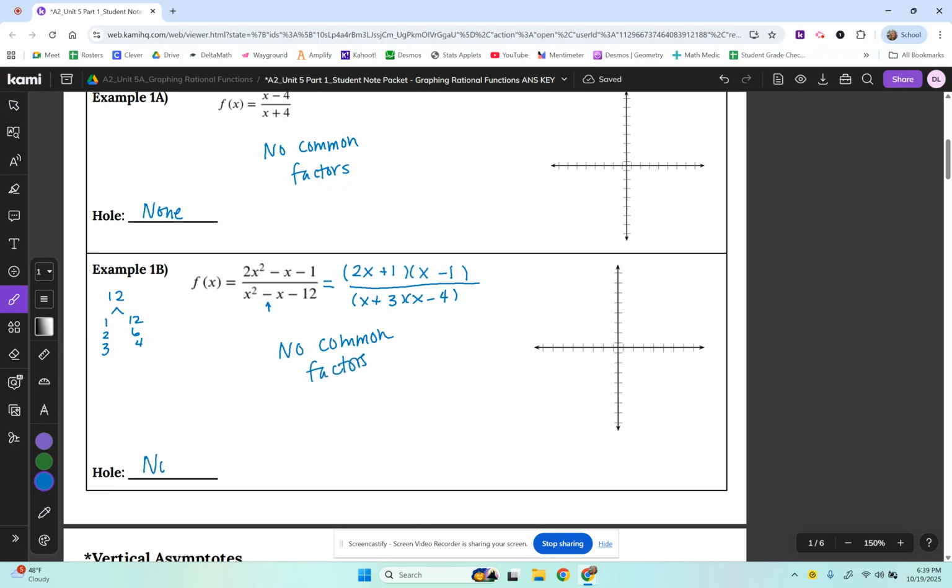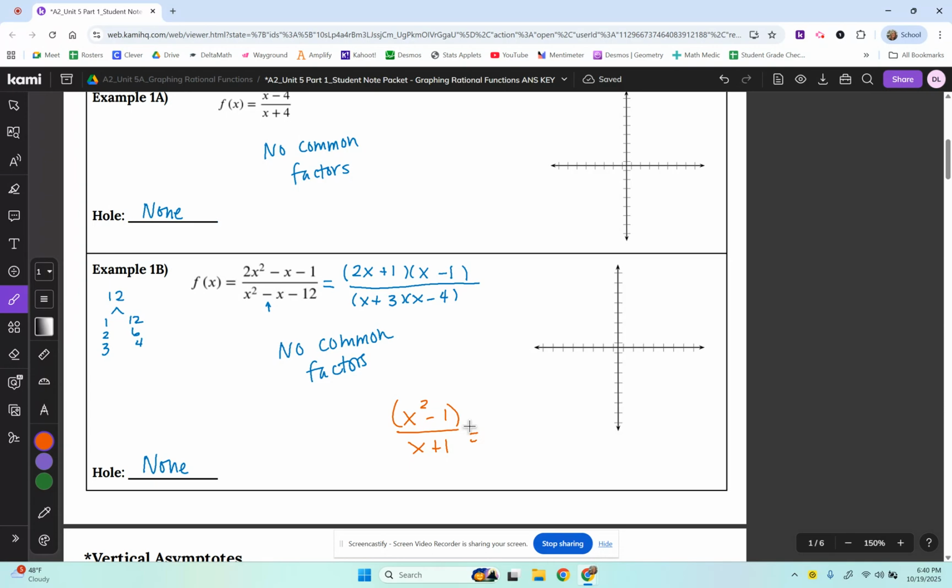So there are no holes. Okay. Let me switch colors here real quick and show you what that would look like. Let's say that we have x squared minus 1. We're going to add this in, guys, so just add it into your extra space on your notes. Okay, and we're going to divide that by x plus 1.